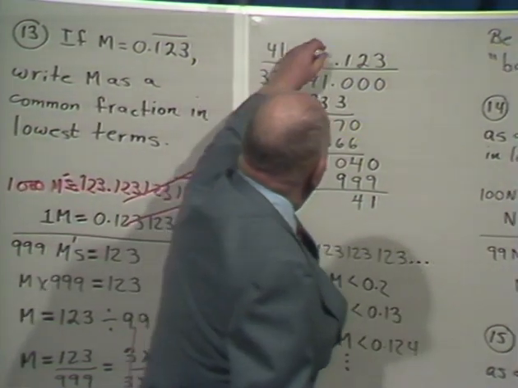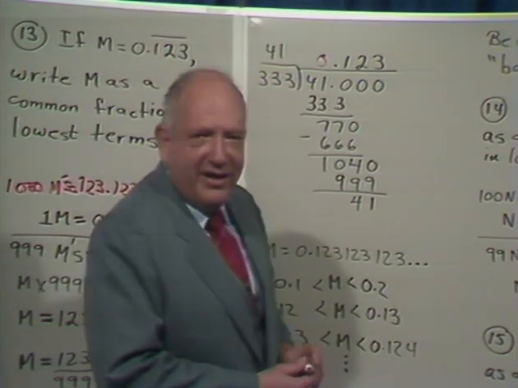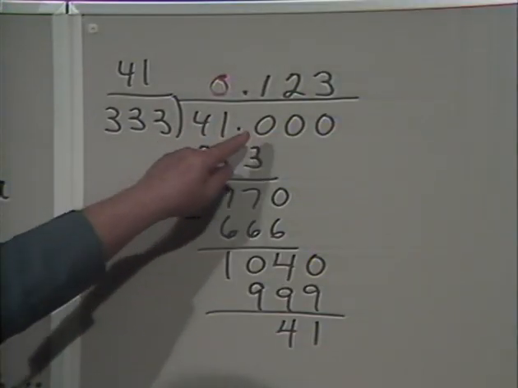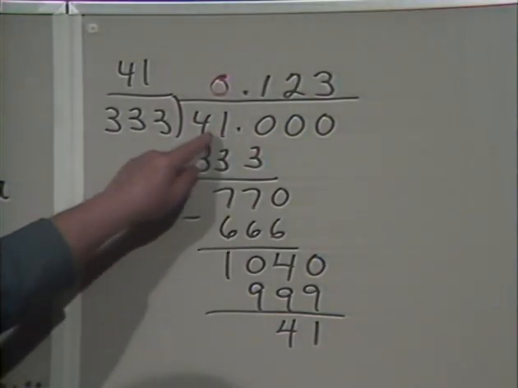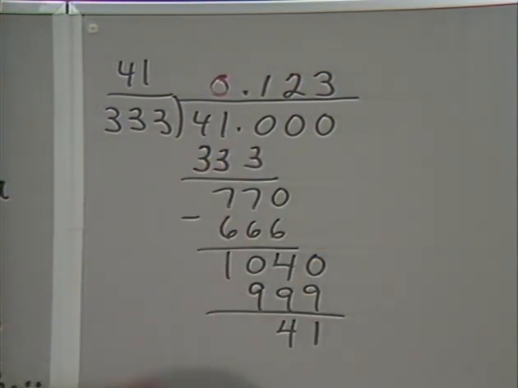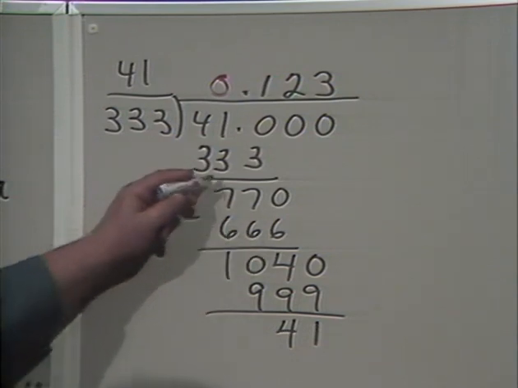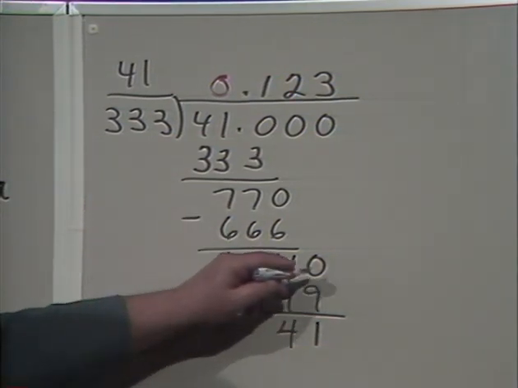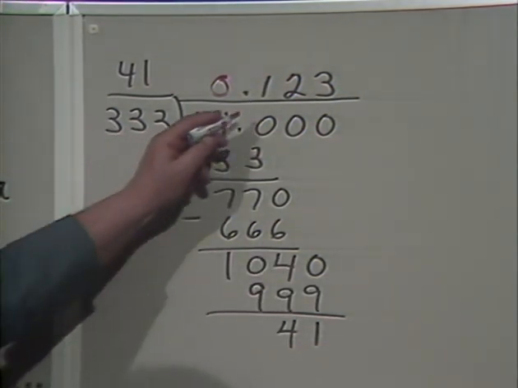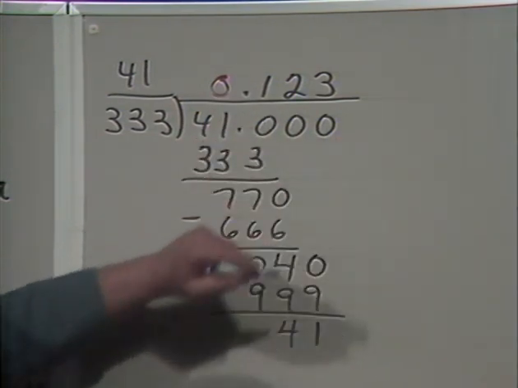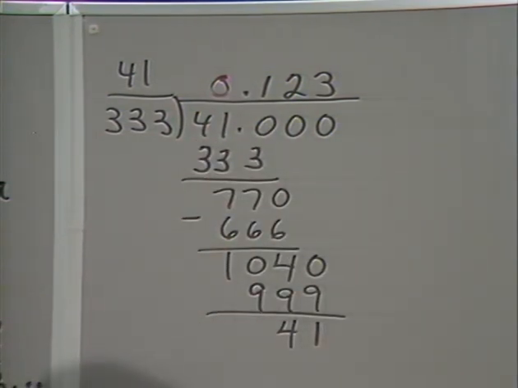Look, I'm so confident I'll write the 0.123 in to start with. 333 goes into 410 once. 333 from 410 is 77. I bring down the 0. 333 goes into 770 twice. 666 from 770 is 104. I bring down the 0. 333 goes into 1040 3 times. That's 999. I subtract. The answer is 41.